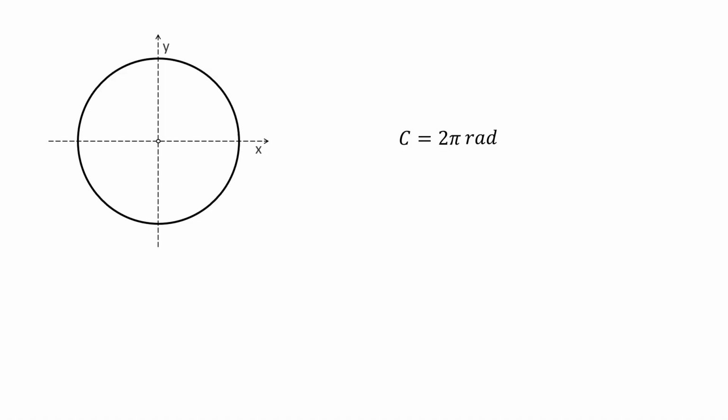Instead of dividing a circle arbitrarily, radians measure the actual arc length along the circumference. So 90 degrees becomes pi over 2. 180 degrees is pi. 270 degrees is 3 pi over 2. And a full 360 degree turn equals 2 pi. From now on, we're ditching degrees and sticking purely to radians.